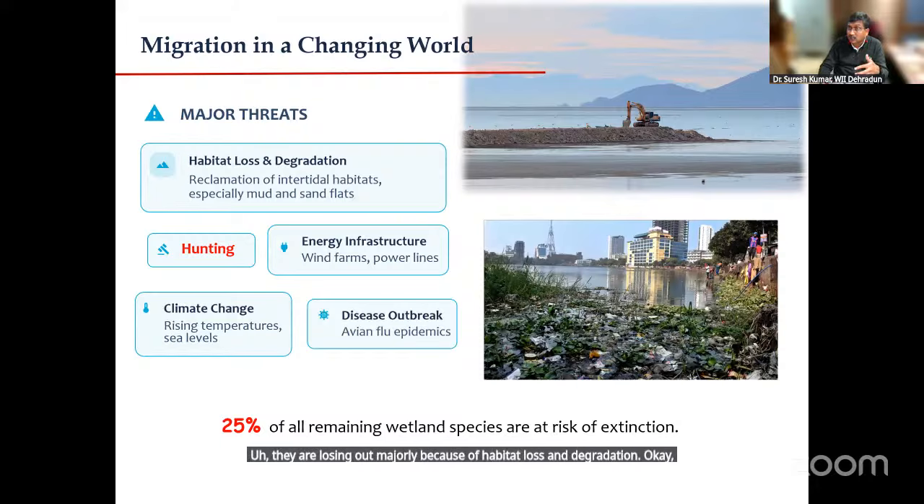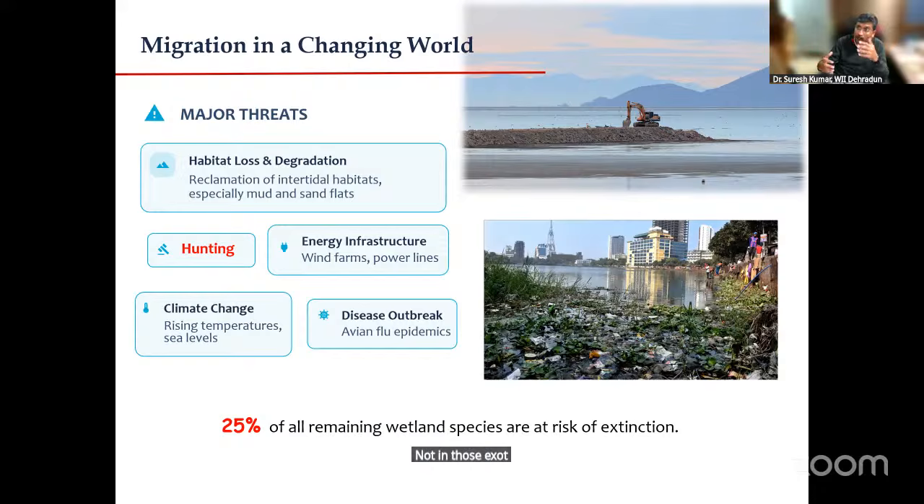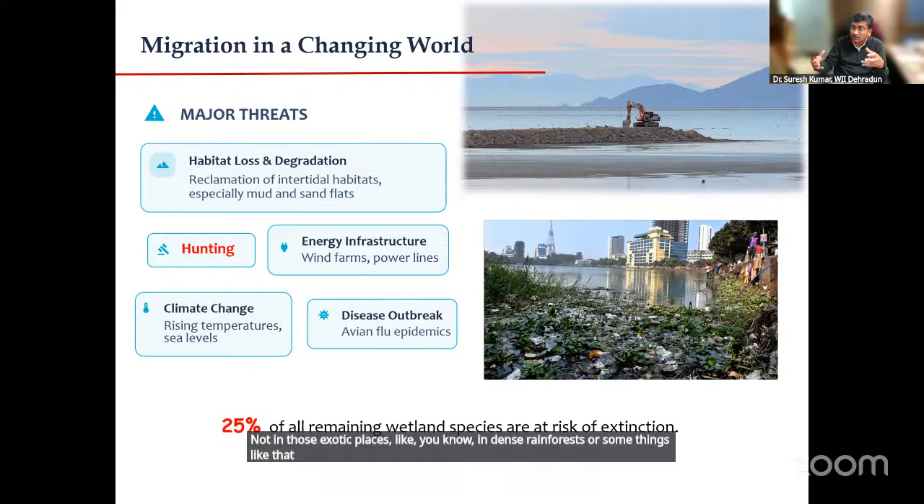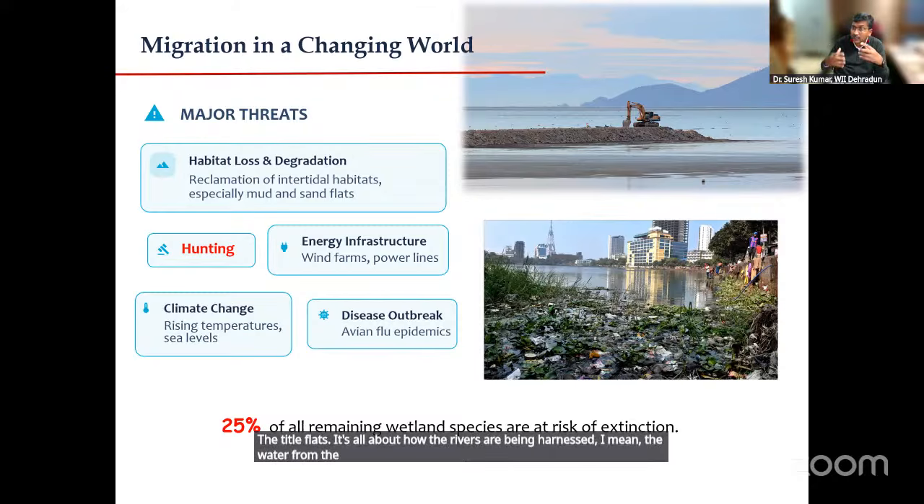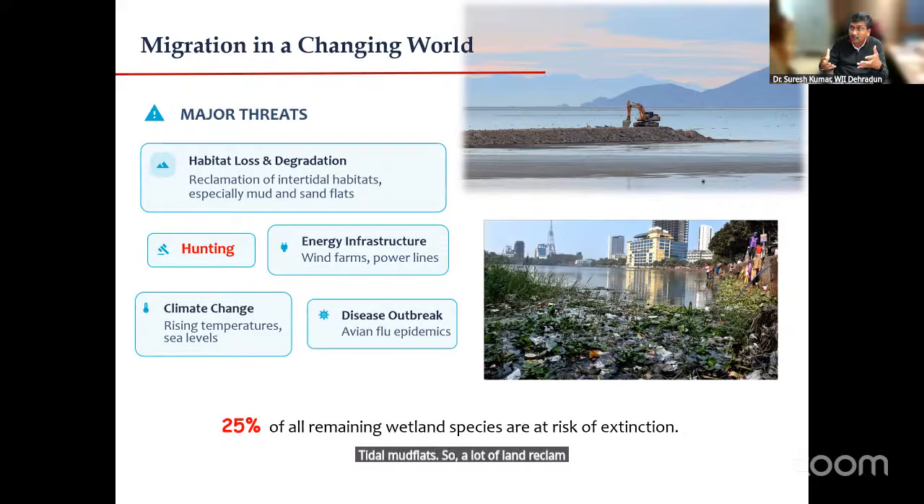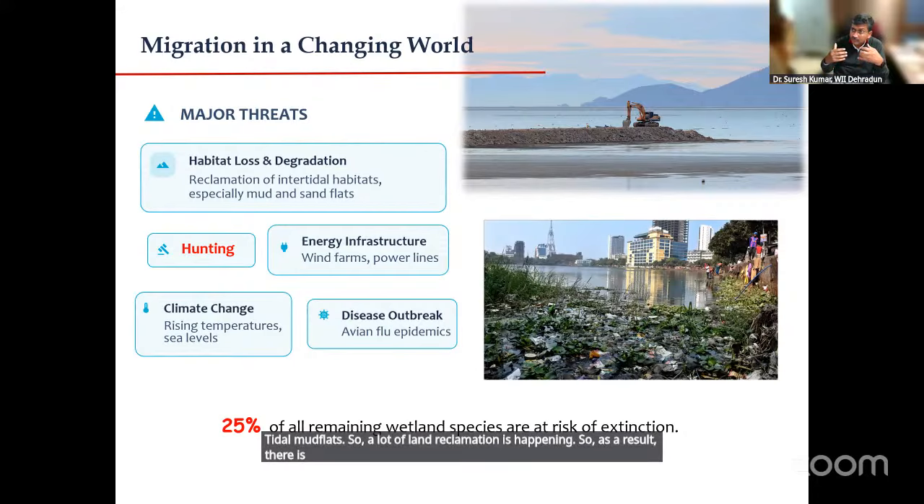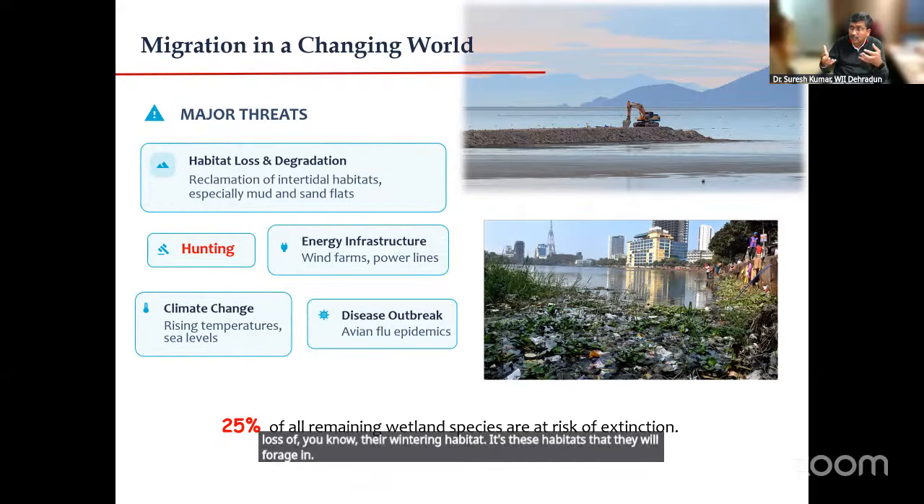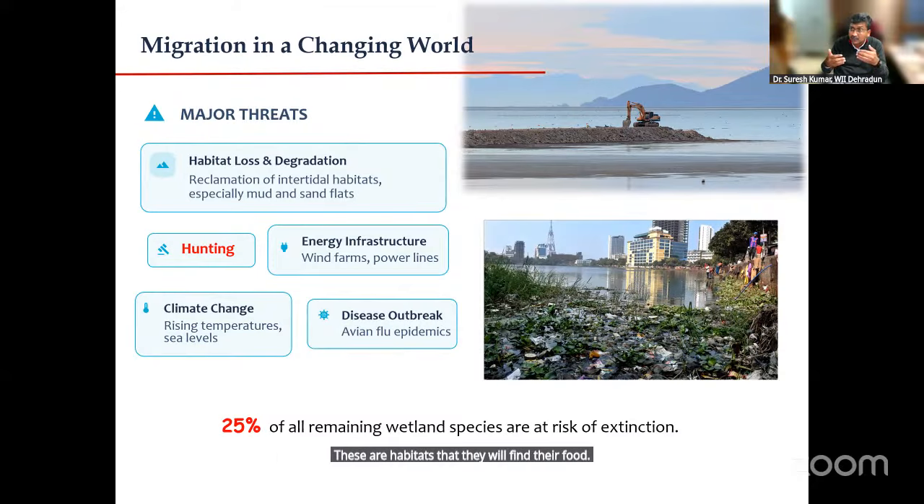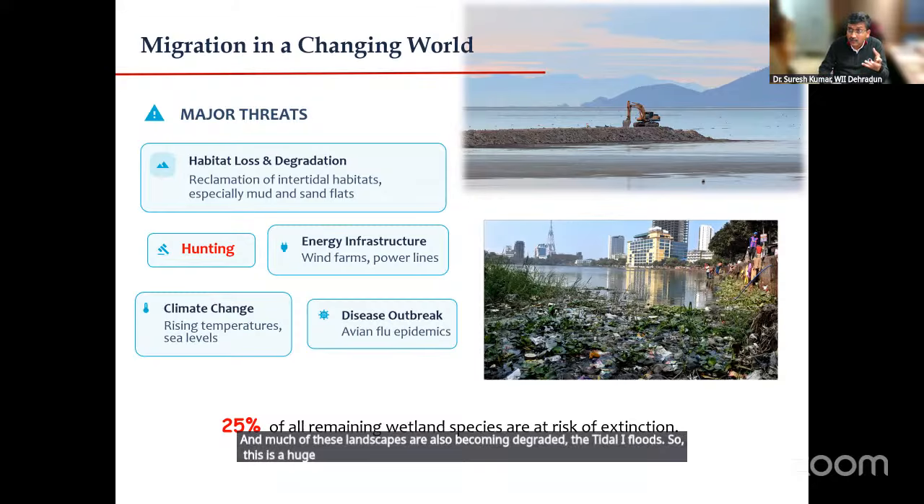These are birds that occur not in exotic places like dense rainforests or things like that, but primarily along the coastal areas that are in a constant state of flux, the tidal flats. It's all about how the rivers are being harnessed. The water from the rivers is taken out, and that's also shaping and influencing these tidal mudflats. So a lot of land reclamation is happening. As a result, there is loss of their wintering habitat. These are habitats that they will forage in. These are habitats where they will find their food. And much of these landscapes, the tidal mudflats, are also becoming degraded. So this is a huge challenge for this group of birds.